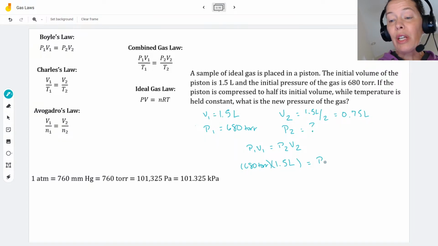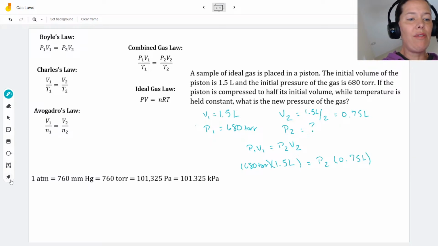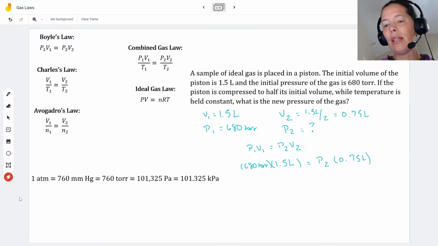Our pressure 2 is what we're looking for, so I'm just going to keep that as P2, and our volume 2 is 0.75 liters. Now, before I actually give the answer and go through the math, there is something I want to point out about these gas laws: you want to make sure that across the equal sign your units match. So see, I have liters here and liters here. It doesn't have to be liters. It could be milliliters. It could even be ounces or gallons, or however you want to measure volume. They just have to be the same. So the fact that I have liters and liters is good.